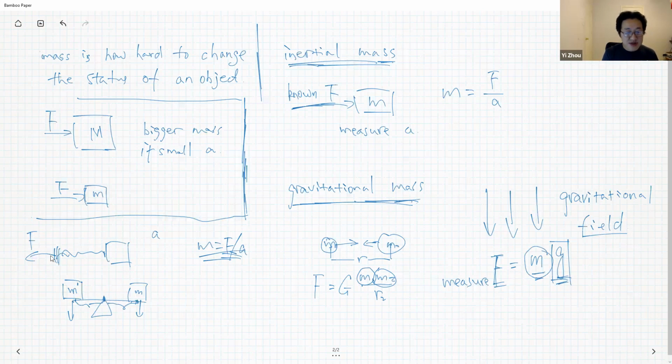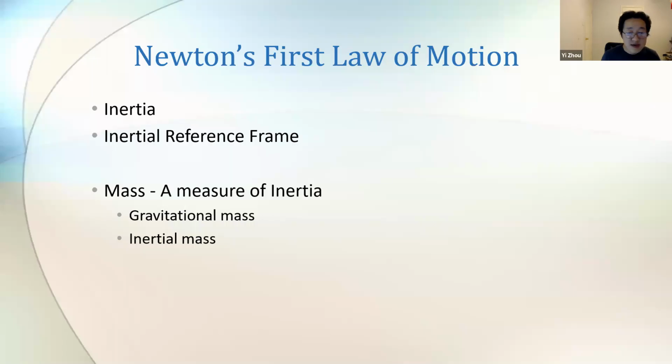You're not using a known force. All right. So this is just a concept. You can think about the difference, right? They are actually different definitions of a mass.